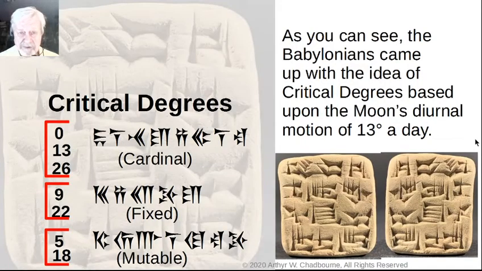Now, critical degrees. This is very important, because critical degrees originated from the idea that the motion is 13 degrees a day. So if we start at 0 in the cardinal sign Aries, we go 0, 13, 26. You add 13 to 26, you get 9, and 13 to that, 22, 13 to that's 5 and 18. So the critical degrees in cardinal signs are 0, 13, and 26. Fixed signs, 9 and 22, and mutable signs, 5 and 18. It says it right there in the tablets. So those of you who read cuneiform, there it was just for you.